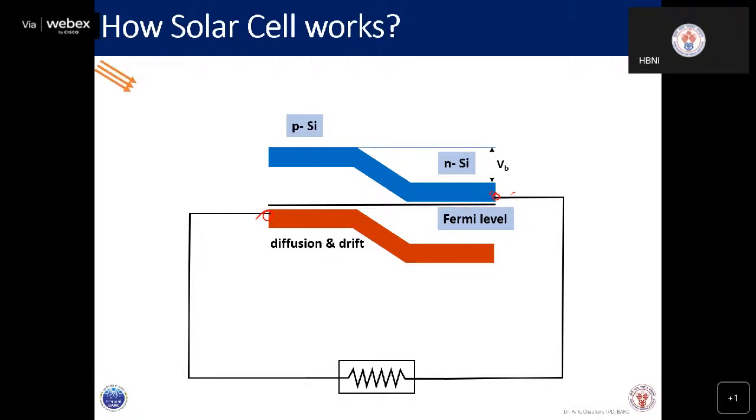There's a load. Now what happens if radiation falls? Then you will have electron and hole pairs generated. The electron will be excited to the conduction band, and then it will be swept away by this built-in potential, and then the electron will flow in this circuit through this load, and similarly the hole will flow from the other side, and a current will be flowing through the external circuit.